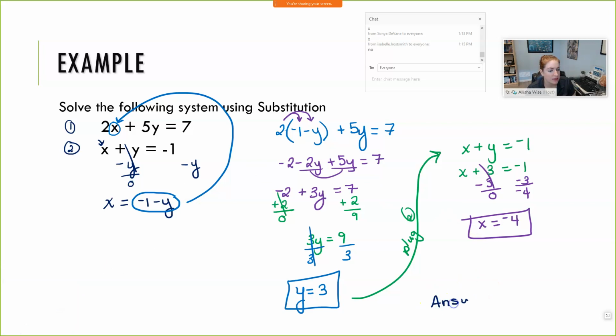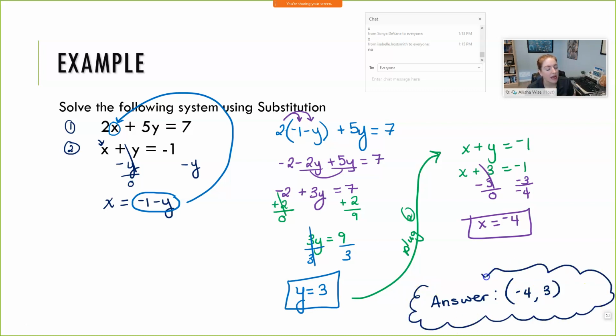Questions on any of those steps? Anything you want me to talk through again? So your final answer will be negative 4 comma 3. This is where those two lines intersect.